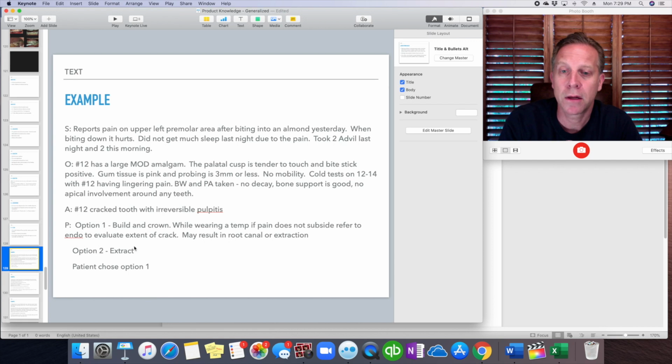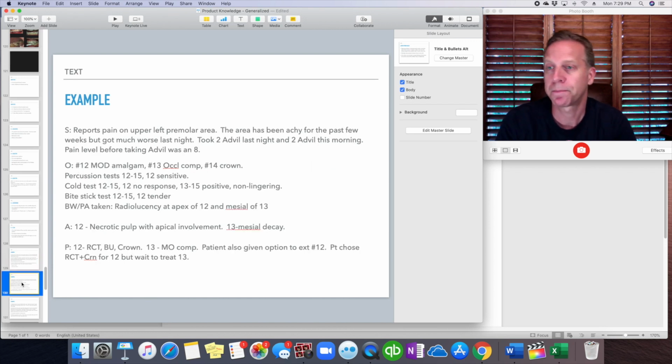Bite wing and PA taken, no decay, bone support is good, no apical involvement around any teeth. The assessment, number 12, cracked tooth with irreversible pulpitis. Plan, option 1, buildup in crown. While wearing a temp, if pain does not subside, refer to endo to evaluate extent of crack. May result in root canal or extraction. Option 2, extract the tooth. And then patient chose option 1. And then after that, we'd go ahead and record the actual treatment that we did for the day.